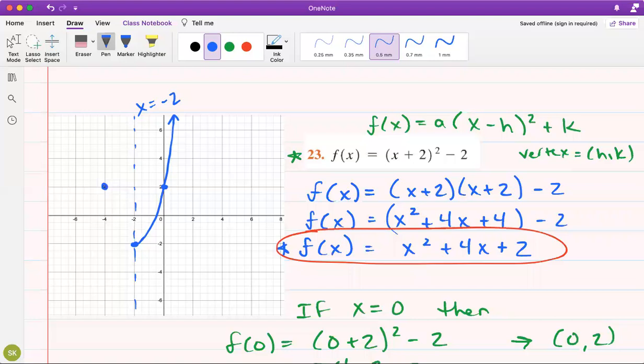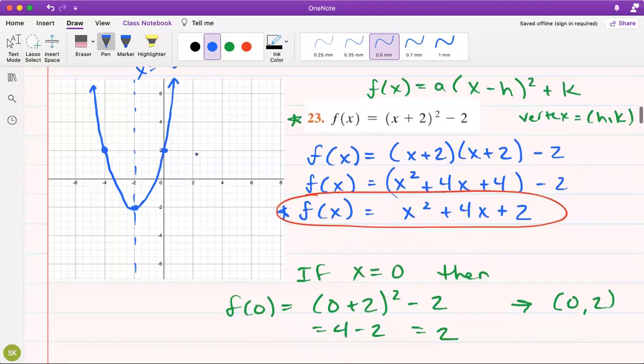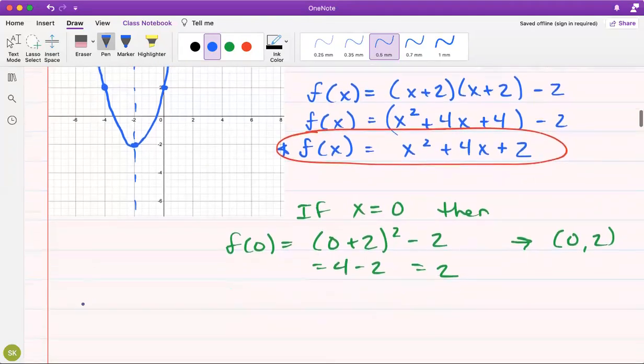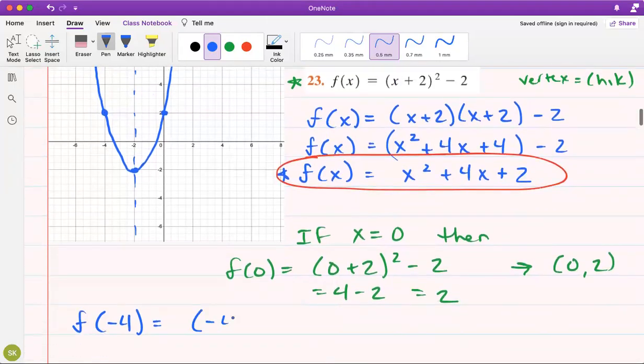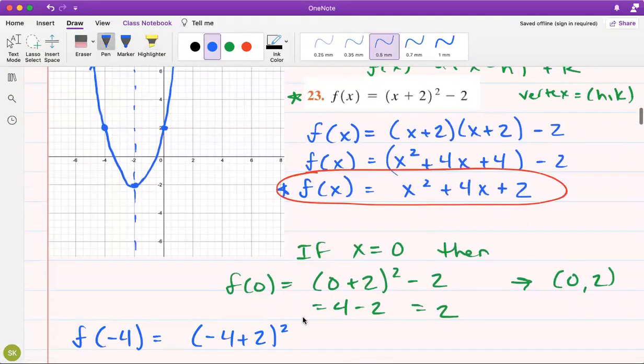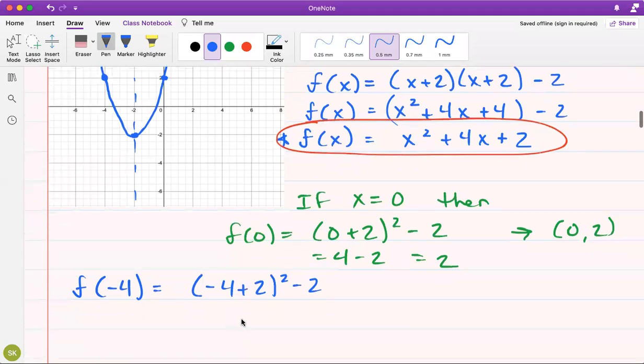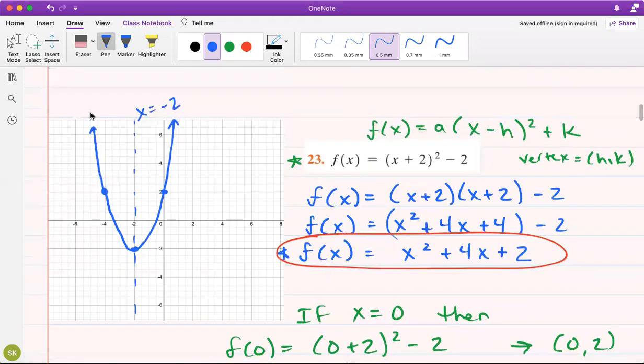Because you see, whatever's over here, this distance is 2. I also have a distance of 2, and I have a dot here. So then you just draw the other side of your graph, which should be symmetric. So something like that. And you can double check this. Let's plug in negative 4 and see if we actually get 2. So f of negative 4, we plug it into here. We have negative 4 plus 2 squared minus 2. This will be negative 2 squared, which will be 4. So 4 minus 2 is 2. So we do have the point negative 4, 2 on the graph. So now I have a good sketch of my graph.